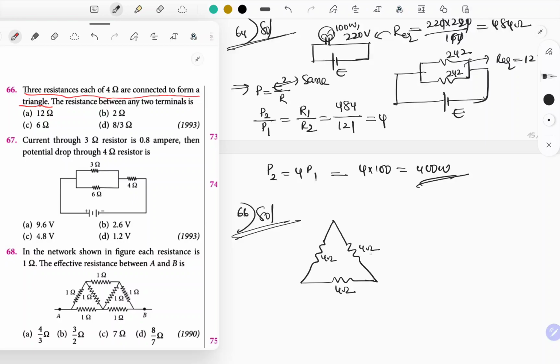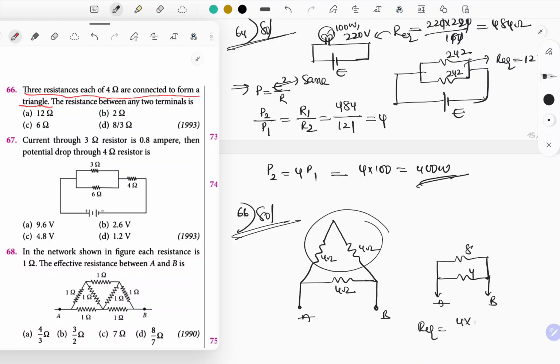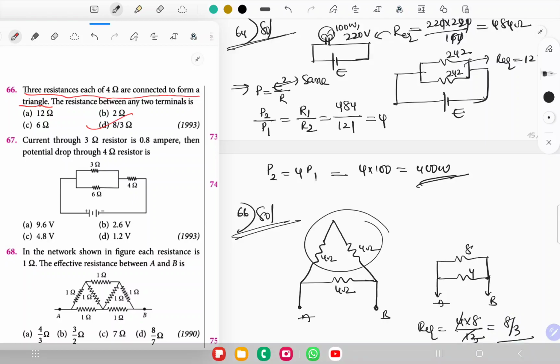The resistance between any two terminals. Okay, let's find the resistance between these two. They're asking between any two terminals. Now these two resistors look as if they are connected in series combination. Resultant resistance is going to be 8 ohm, right? So this 8 ohm and this 4 ohm are connected in parallel. Then R equivalent is equal to 4 into 8 by 12. So the answer is going to be 8 by 3. Option D is the correct answer.